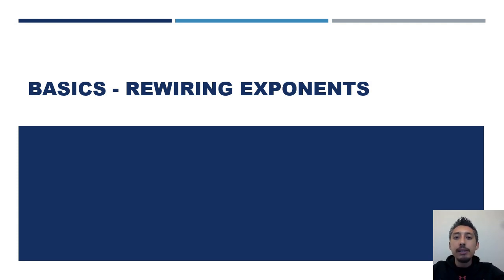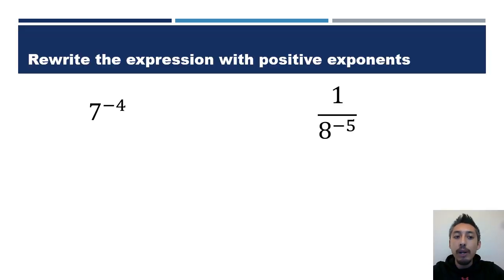As we go through the lesson, I would recommend that you have your paper out, write down some of the examples that we're going to be working on. That way, when you get to your assignment, you're able to use that as notes. For our first two examples, we're being asked to rewrite the expression with positive exponents. Our first example says 7 to the power of negative 4. But again, the question is asking us to change that negative exponent to a positive exponent.